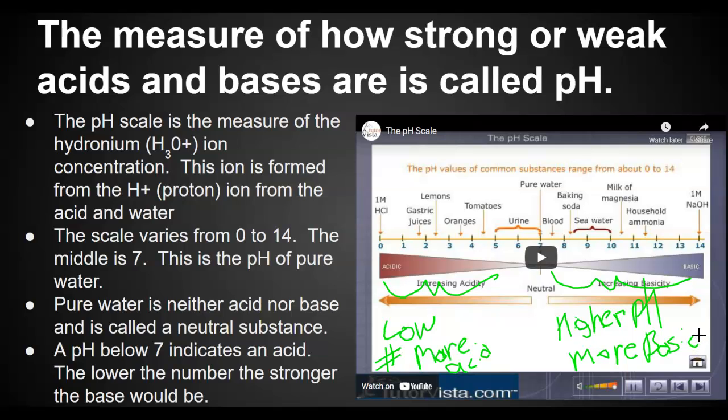So the scale runs from 0 to 14. If you have an acid that's in the 1 to 0 range, it is a very strong acid and very, very dangerous. At the same time, if you hit a pH of 14, you have a very strong base that can be very, very dangerous. They're both equally dangerous, although they're a little different in how they would actually affect you.